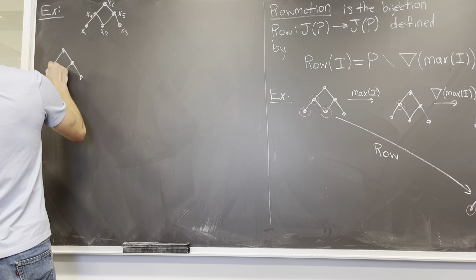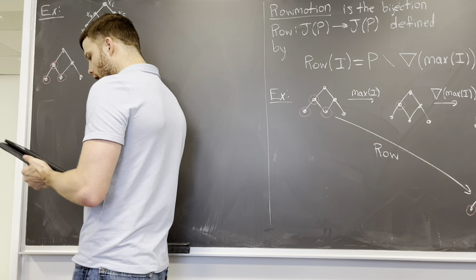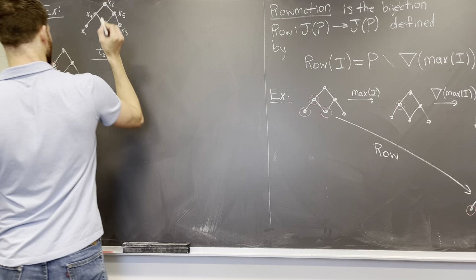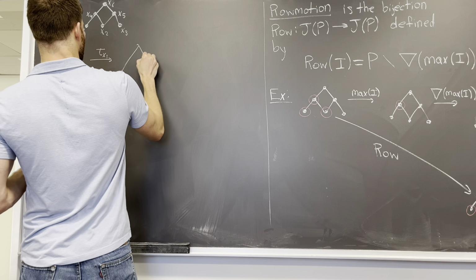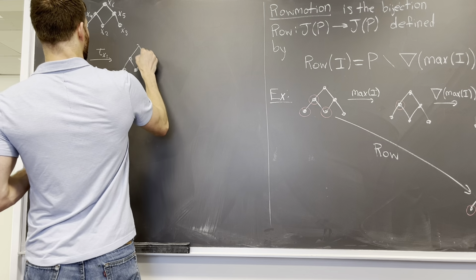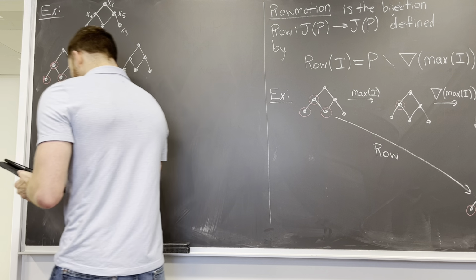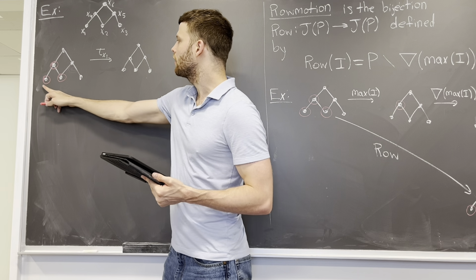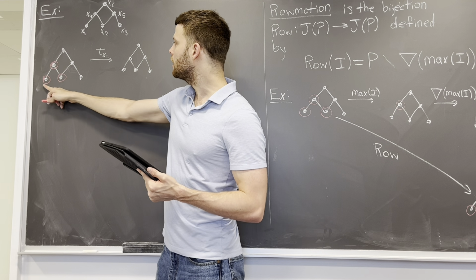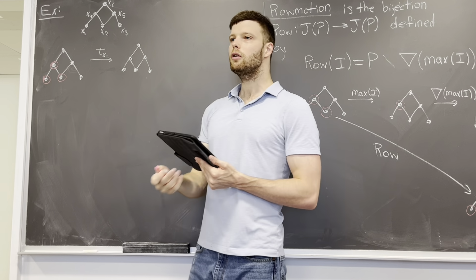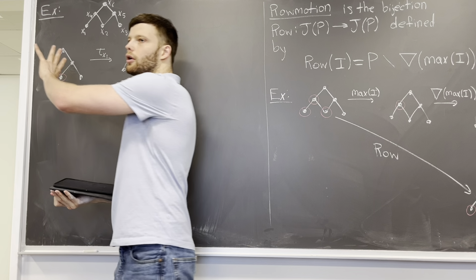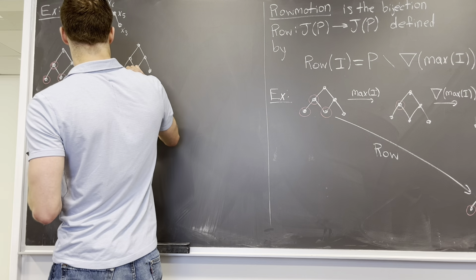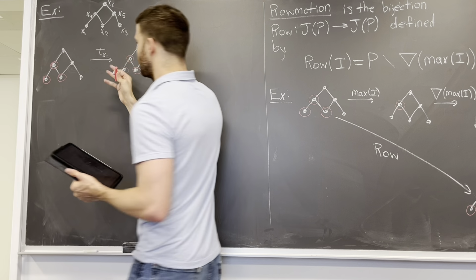So I start with this order ideal. And I'm going to start by doing tau x1. So what does tau x1 do? Well, x1 is this element. Because x1 is in my order ideal, I want to take it out. But if I took it out, this would no longer be an order ideal. So actually, I'm not allowed to take it out. I just have to do nothing. So tau x1 actually just does nothing, and I have the same order ideal.